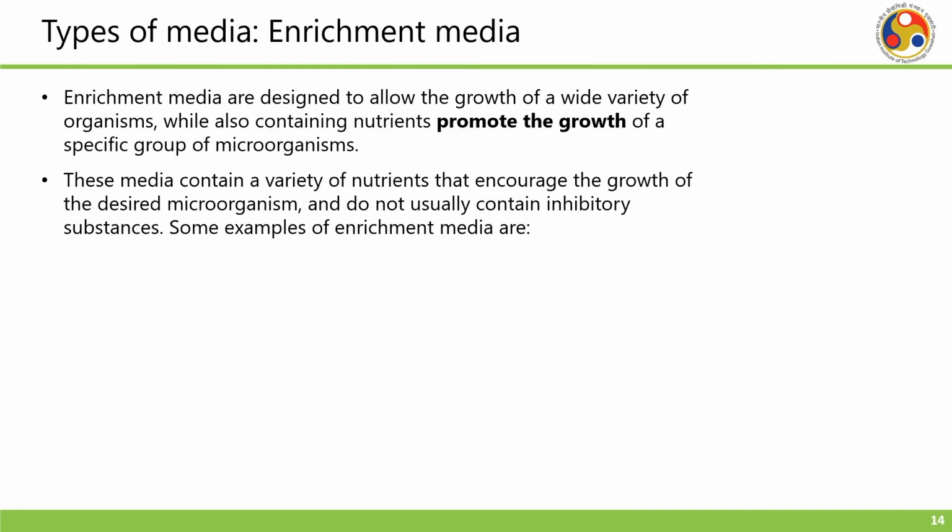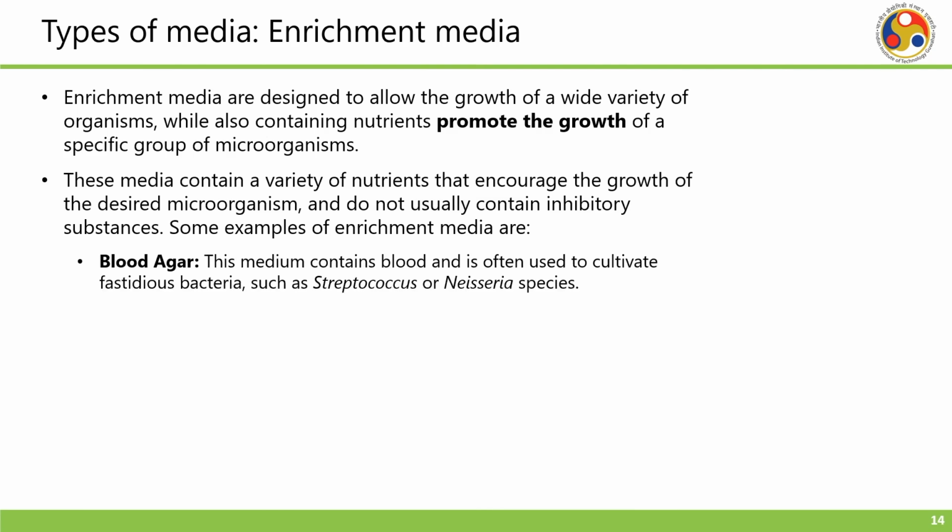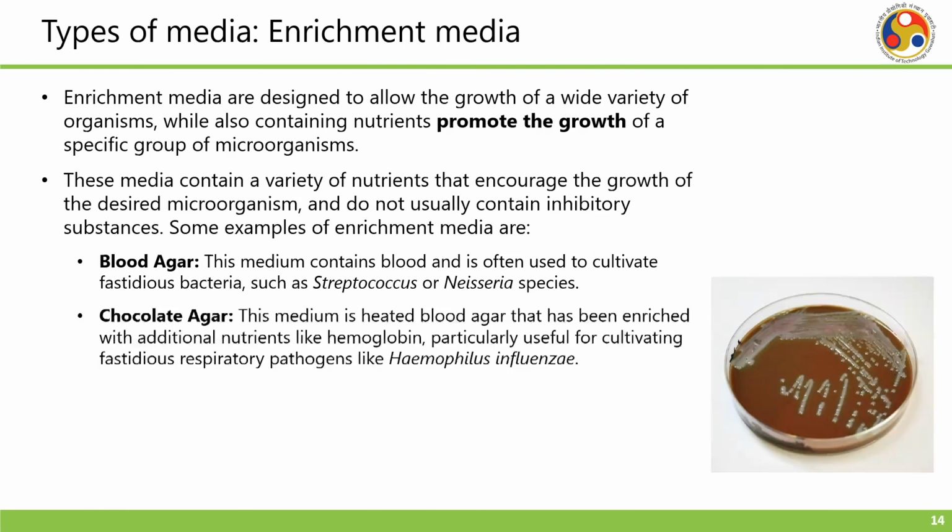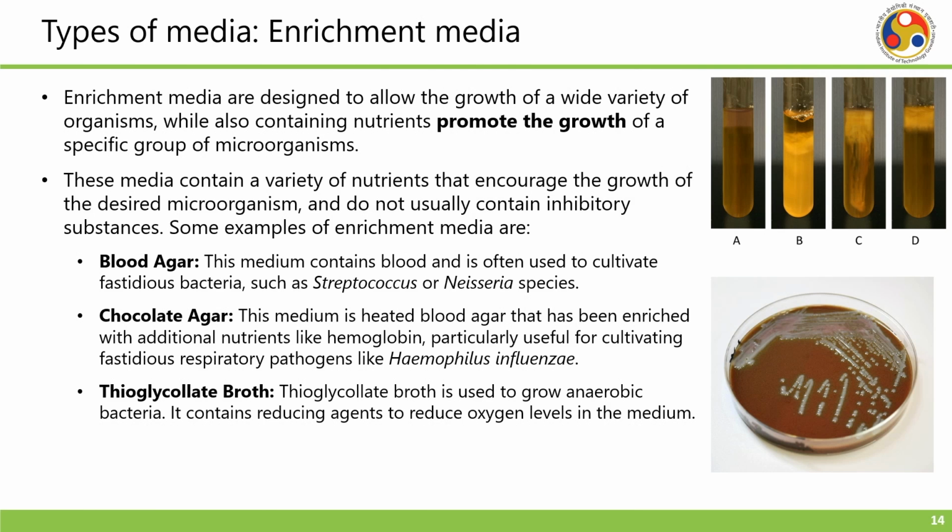Some examples of such enrichment media are blood agar. This medium contains blood and is often used to cultivate fastidious bacteria such as Streptococcus or Neisseria species. Then we have chocolate agar. This medium is heated blood agar that has been enriched with additional nutrients like hemoglobin, particularly useful for cultivating fastidious respiratory pathogens like Haemophilus influenzae.